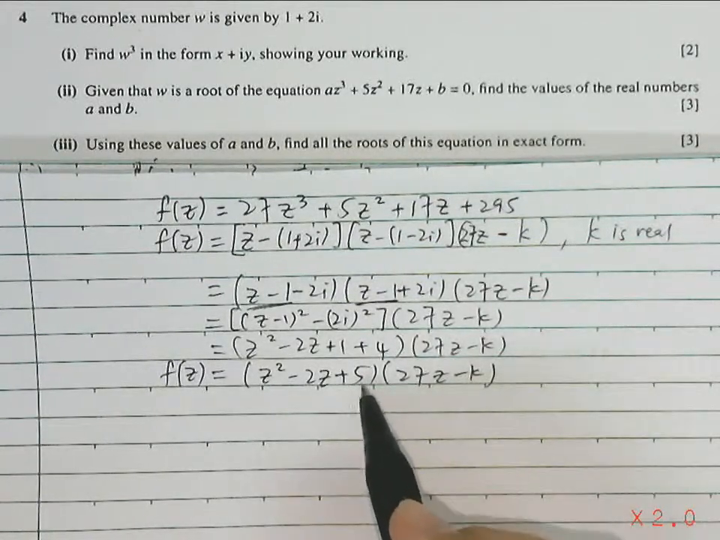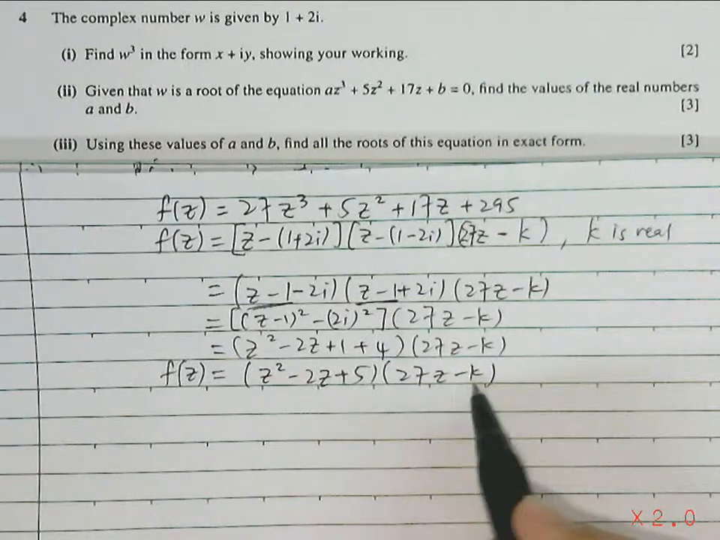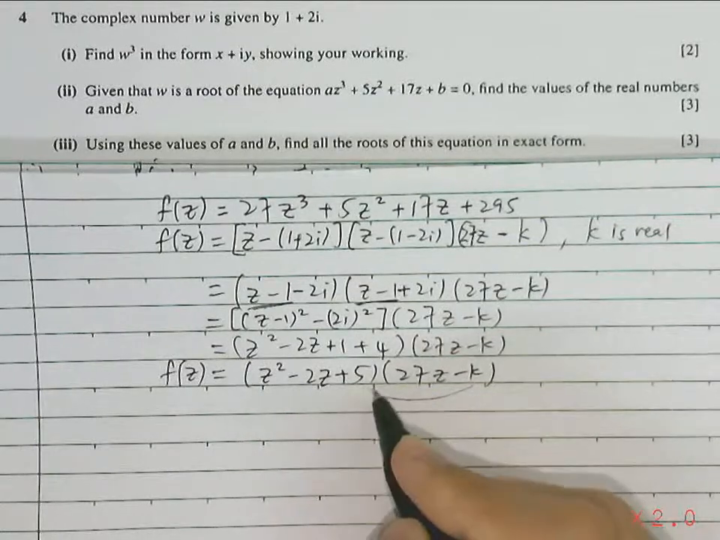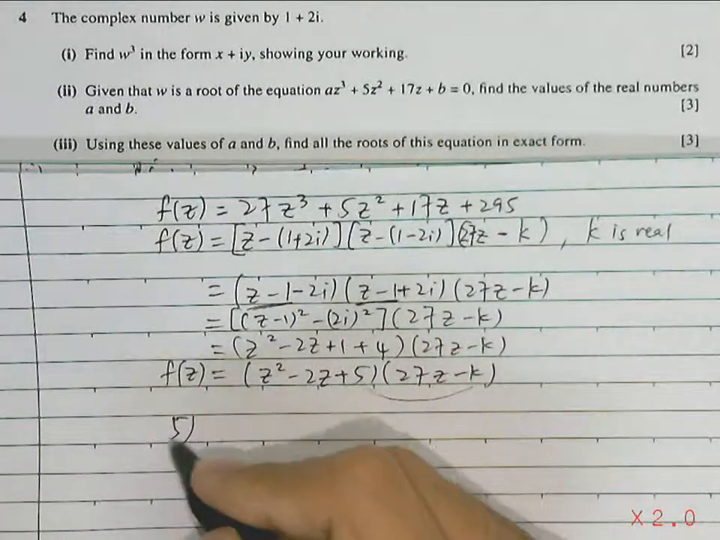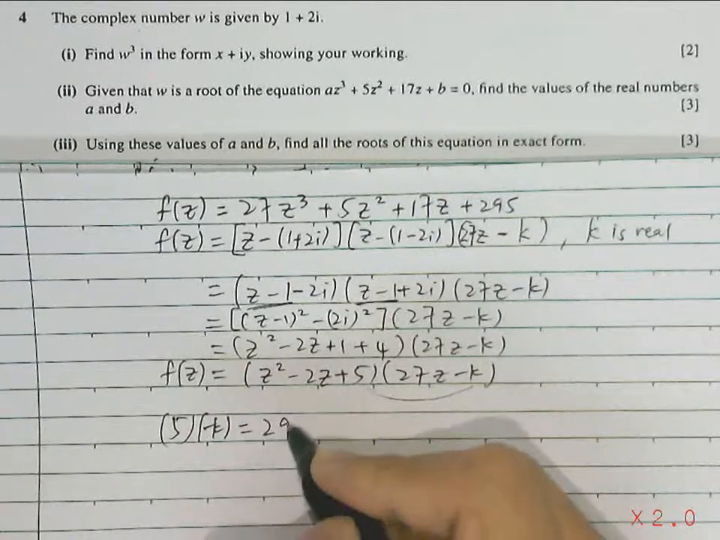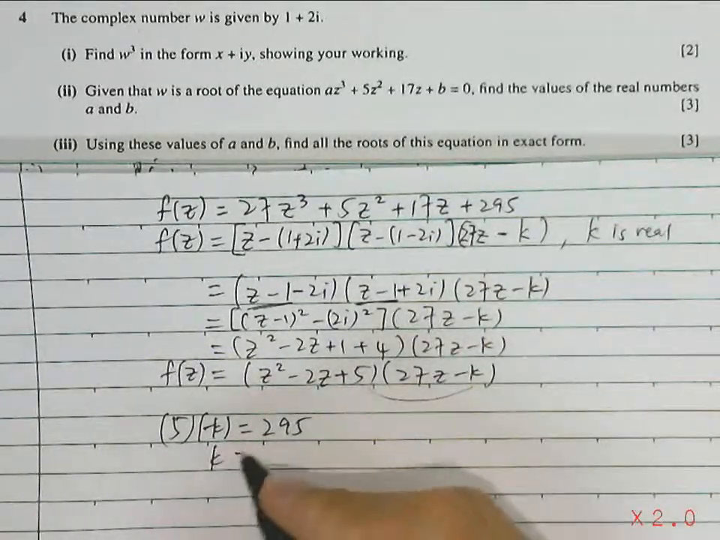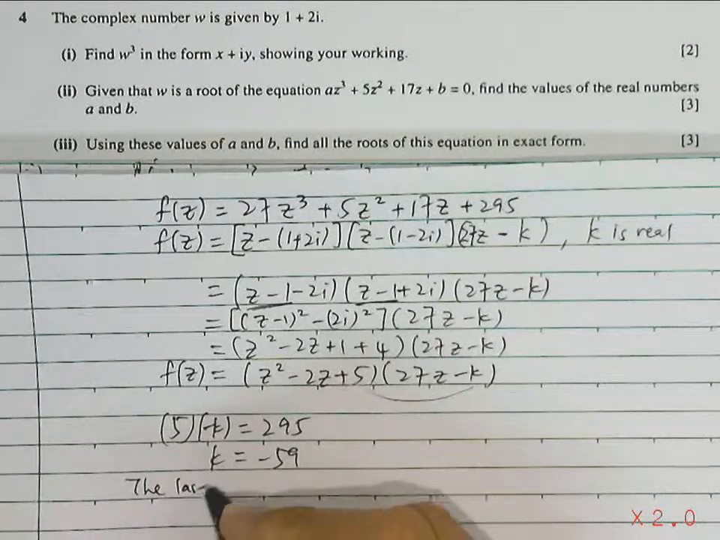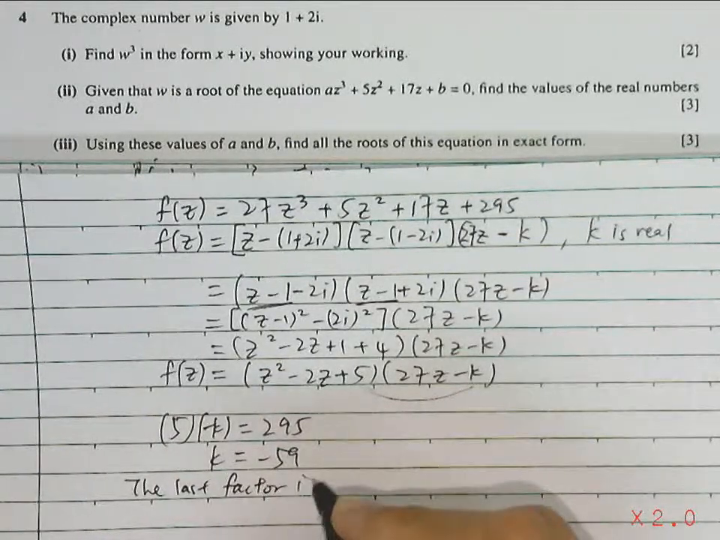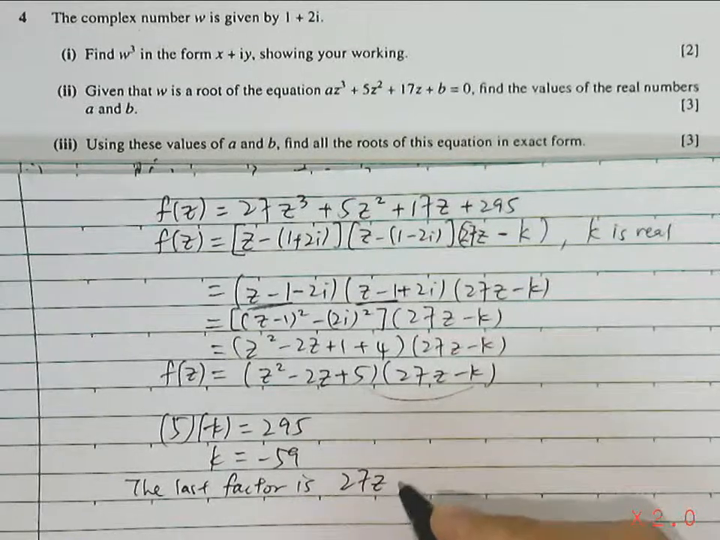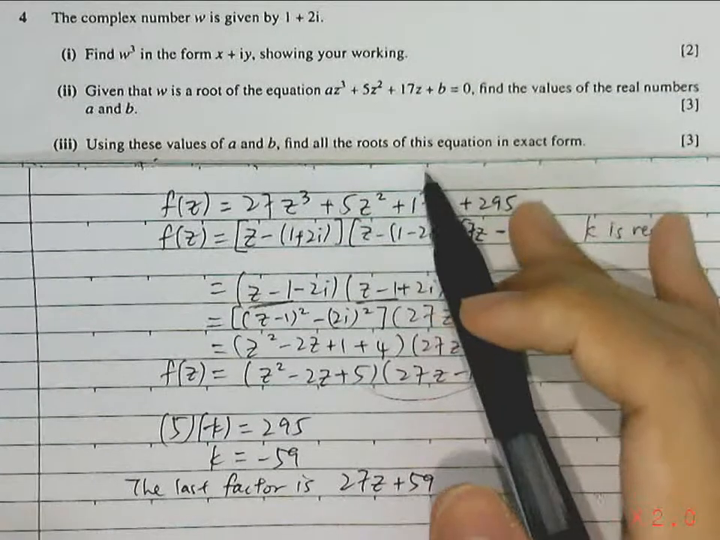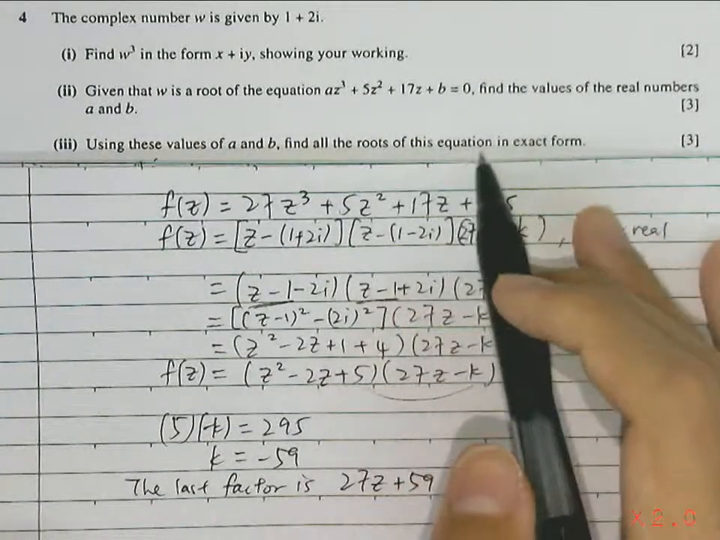Since we know that 5 multiplying by negative k will give our constant term in f(z), this is the only multiplication that will give our constant term. So we know that 5 times negative k will equal 295. So from here we can get that k is negative 59. So here we know that the last factor is 27z plus 59. So to find the roots of the equation, that's what the question is asking for, all the roots of this equation.